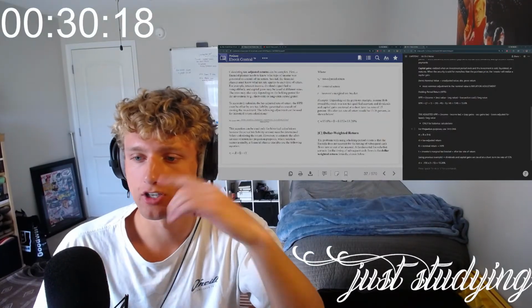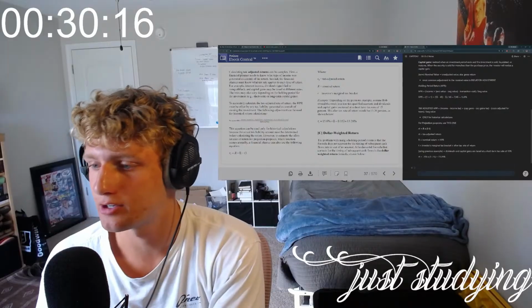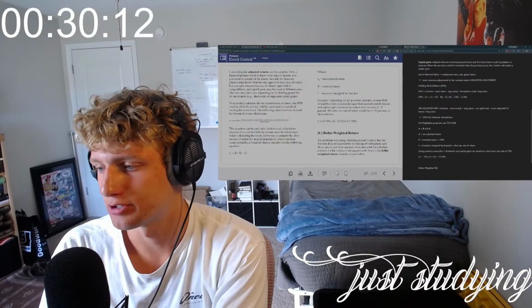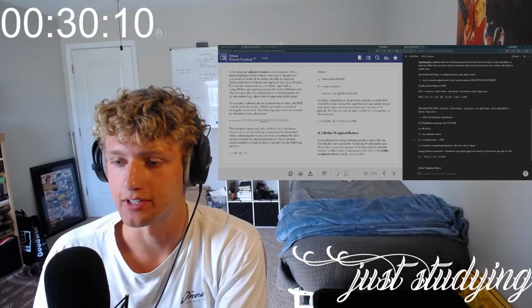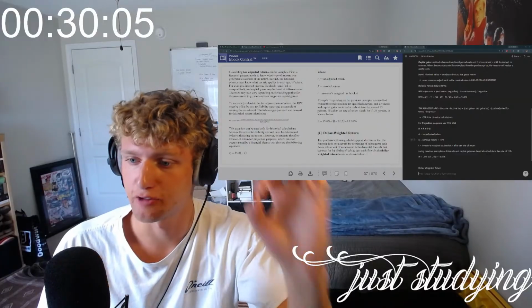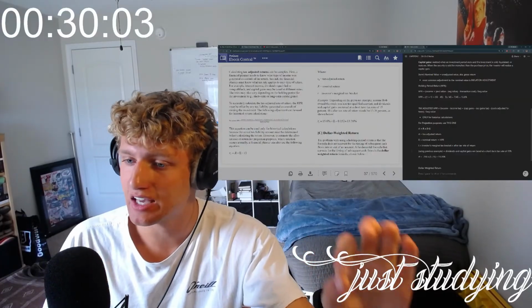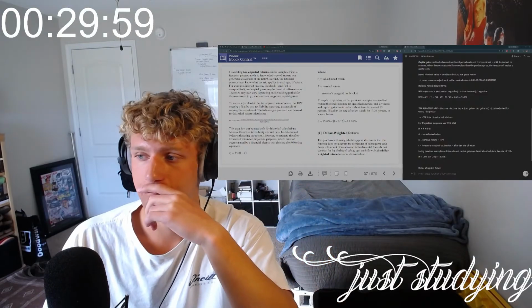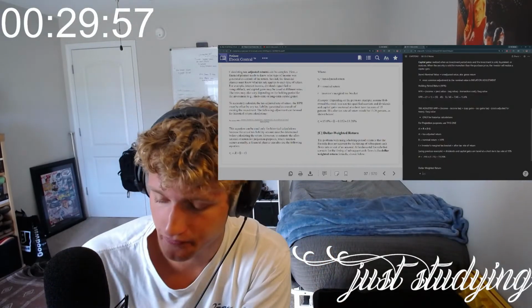Okay, so moving into C, the dollar-weighted return. I don't know what this means. Okay, the problem with using a holding period return, your HPR, is that the formula does not account for the timing of subsequent cash flows into or out of the account. So this solves the problem.